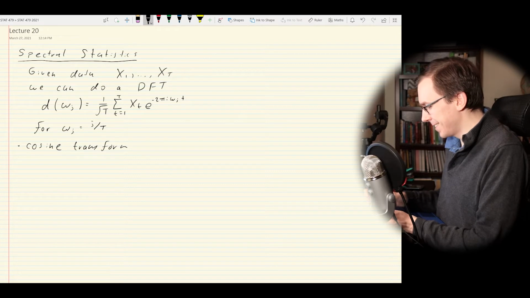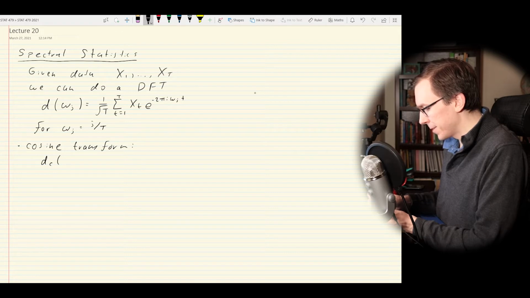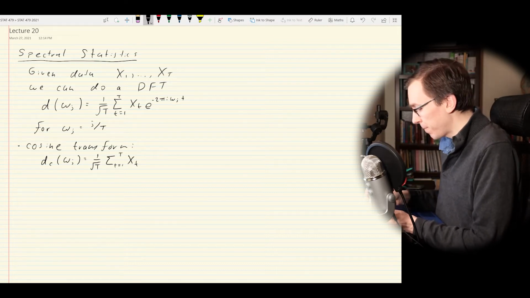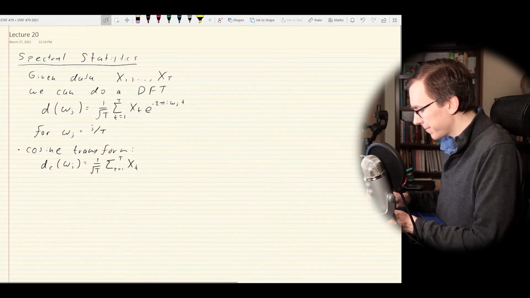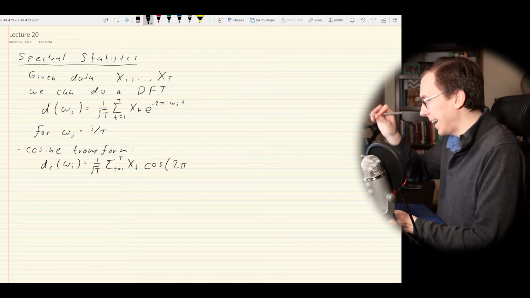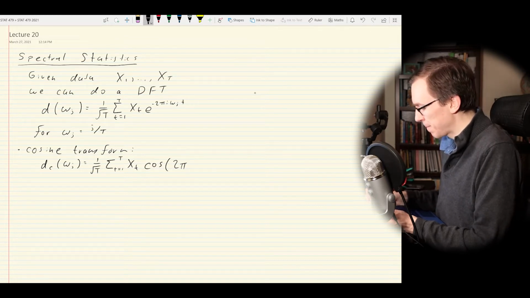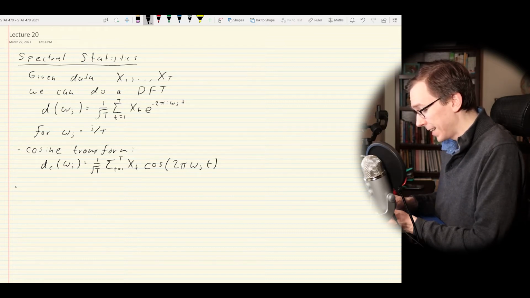Which is simply the same thing as above. In this case, I'll write it as d sub c to correspond to the cosine. And we're going to have everything the same with the scaling coefficient, with t going from 1 to capital T, x_t. But now I'm going to replace the complex exponential with the cosine. The cosine of 2 pi, no i in this case. The i has kind of vanished as we move from the complex exponential to the trig functions, right? Omega j t. And similarly, we also have the sine transform.